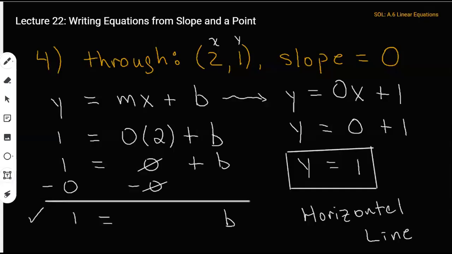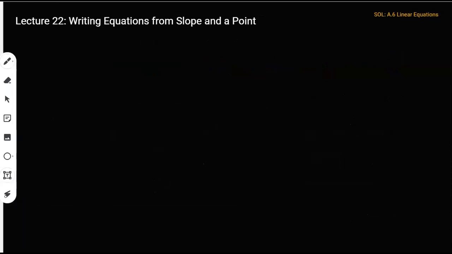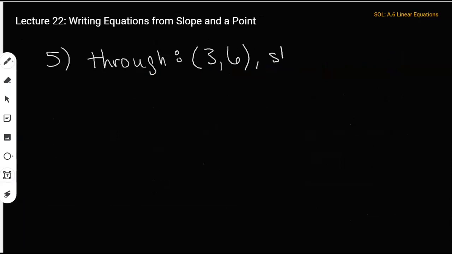We're going to do number 5, and that's the last one that we're going to do together. 5 is actually going to be a vertical line. It's going to go through the point 3, 6. And the slope of this line is going to be undefined. Now, whenever you have an undefined slope, you know that you're going to have a vertical line. It'll basically look like this, just straight up and down.